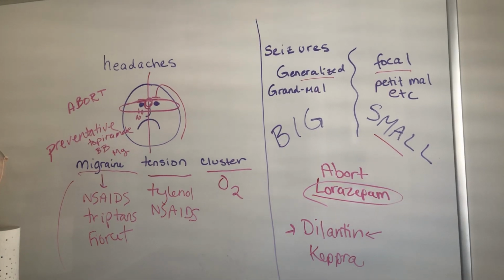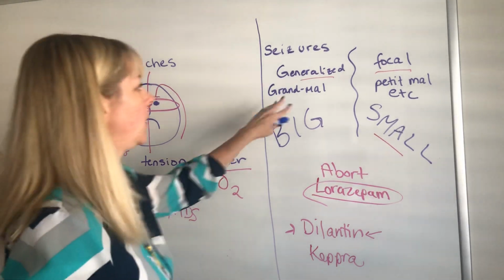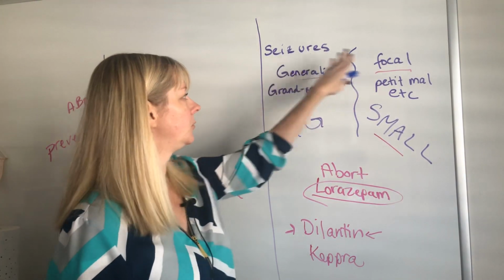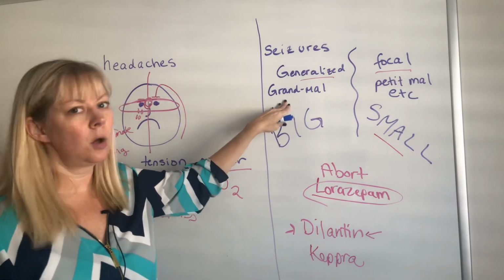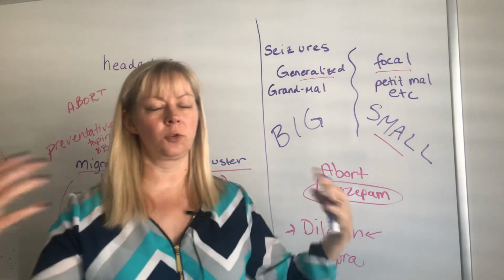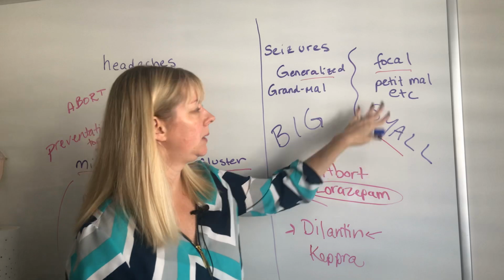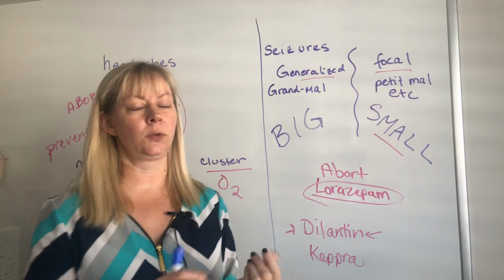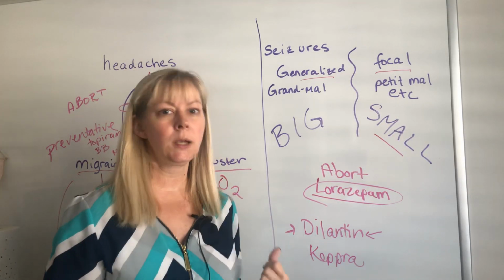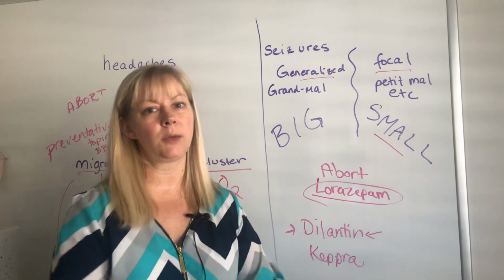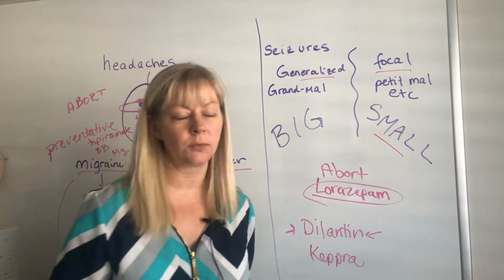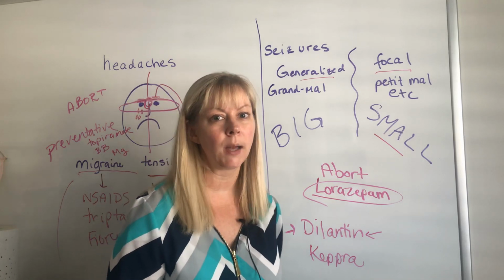Okay, so now let's talk about seizures. I want you to think of it as generalized and focal, big and small. Big meaning grand mal, tonic-clonic seizures that affect your whole body. Small meaning more focal seizures, whether it's a twitch, a tic, a blink, a stare into space, or smaller areas that are affected by the abnormal synapses going on in your brain.